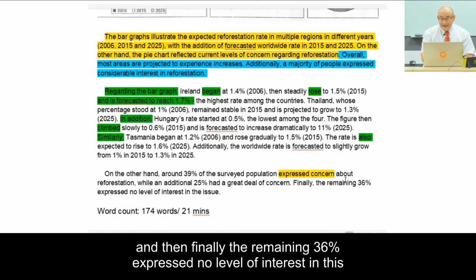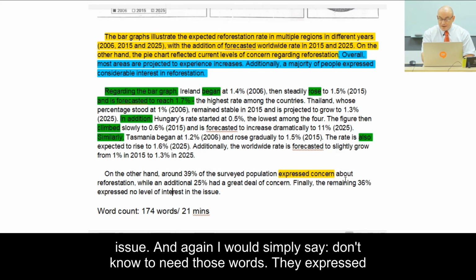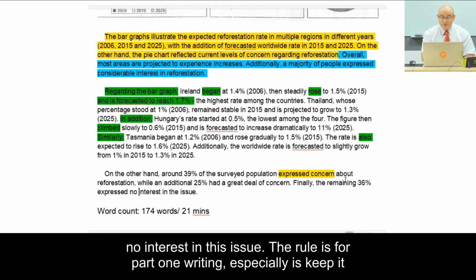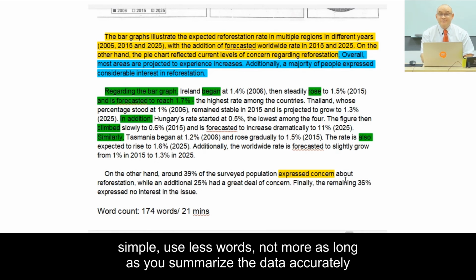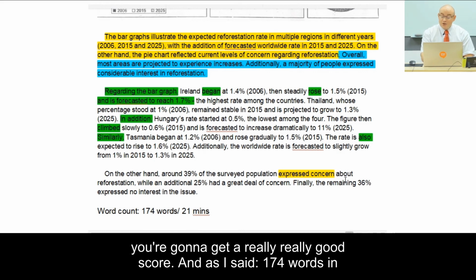And then finally, "the remaining 36% expressed no level of interest in this issue." And again, I would simply say, don't need those words. They expressed no interest in this issue. The rule is, for part 1 writing especially, keep it simple, use less words, not more. As long as you summarize the data accurately, you're going to get a really, really good score.